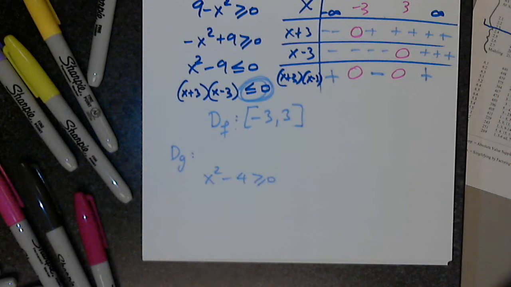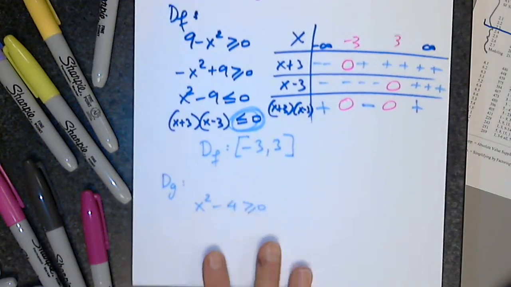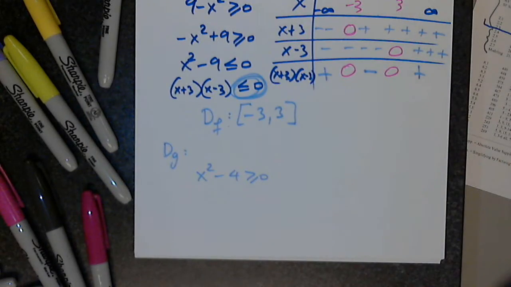X squared minus 4. What do we get? So what would be the domain? Did we use the chart? Yes? -3 and -2 union 2. Very good. Completely agree with that. Now we have to find whether there is a common domain or not. Is there a common domain?